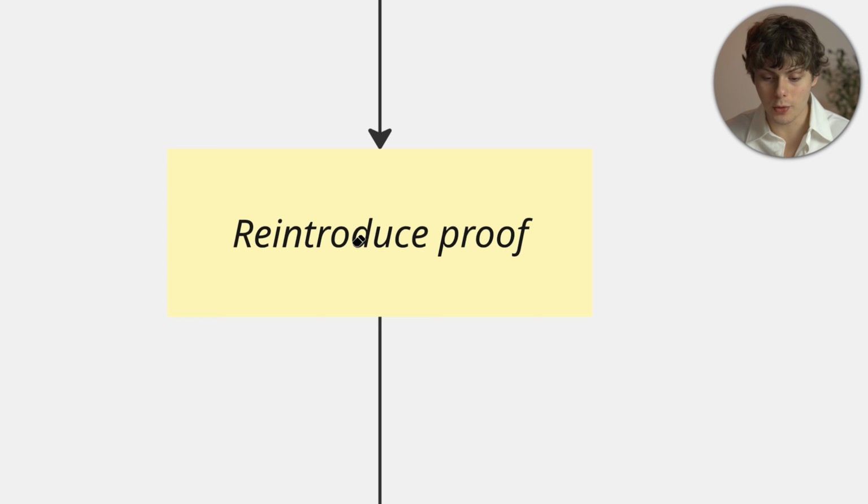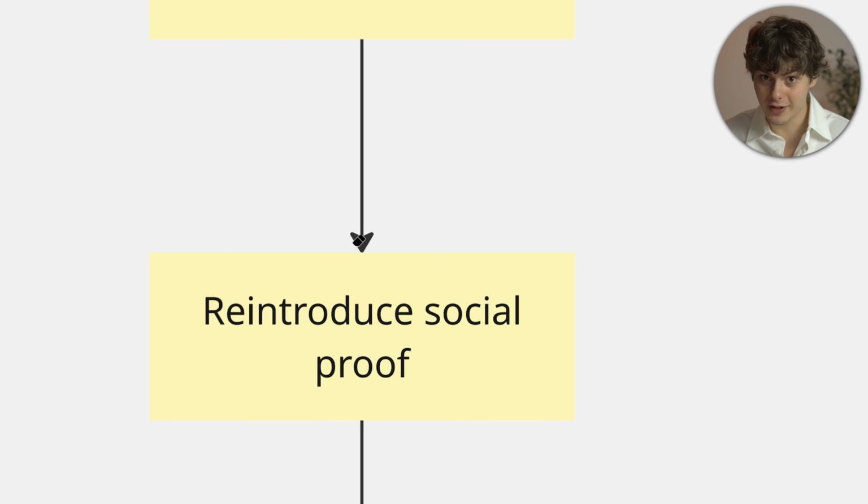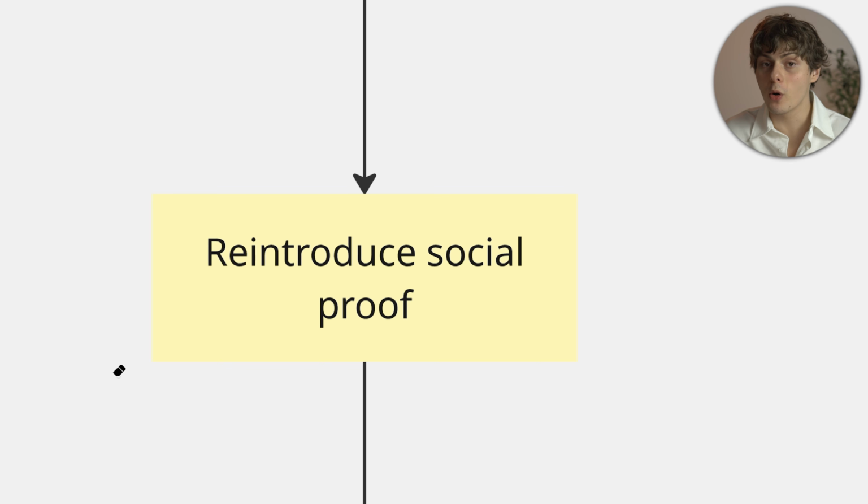First, you reintroduce the proof, then you reintroduce the social proof that you have, because this is what your viewers will care most about. And the reason is it is much more powerful to say that you generated X amount of money for someone instead of saying that you generated that for yourself, because they don't really care about how you are doing, they care how they will be doing if they decide to work with you.